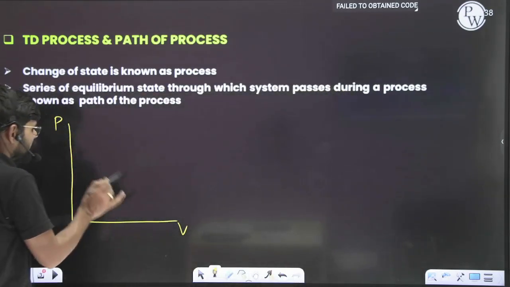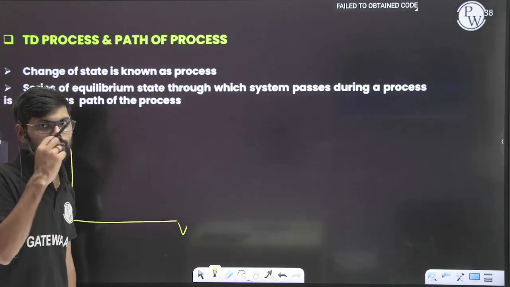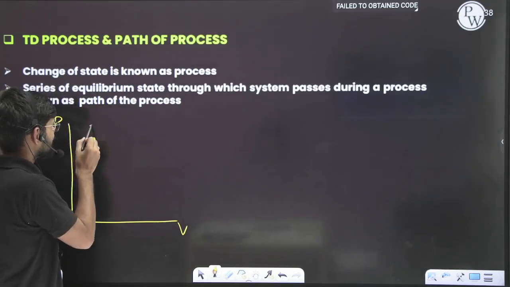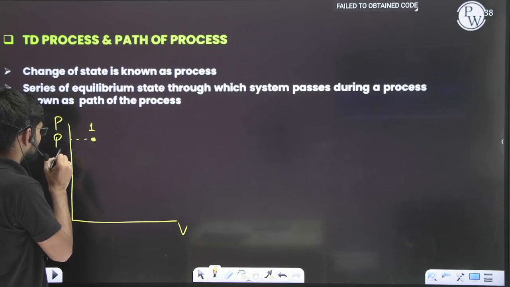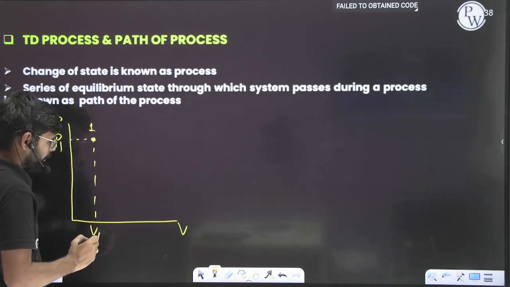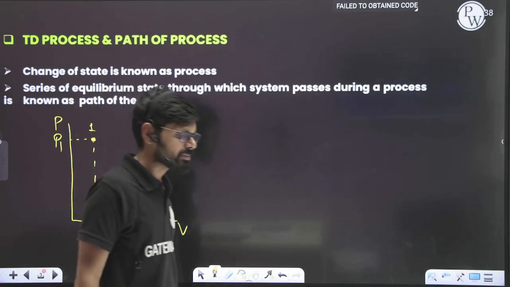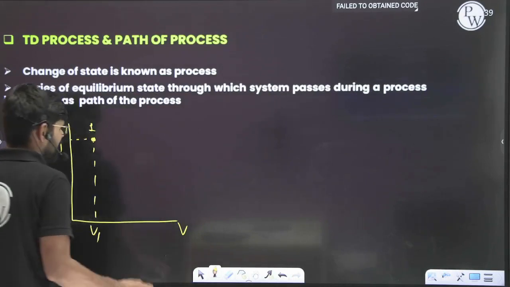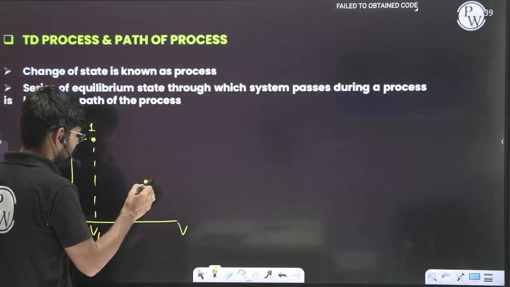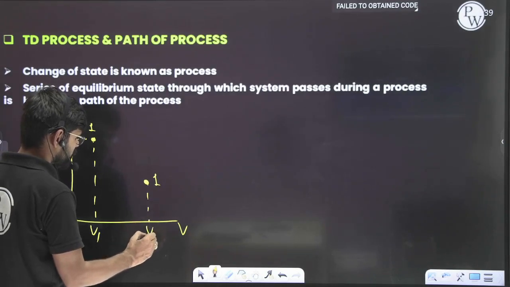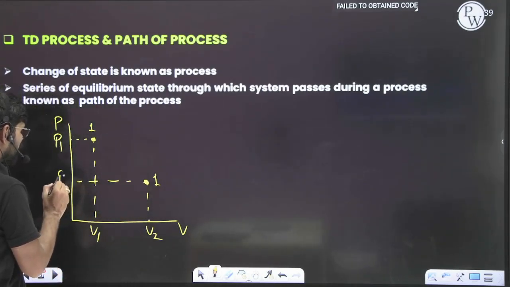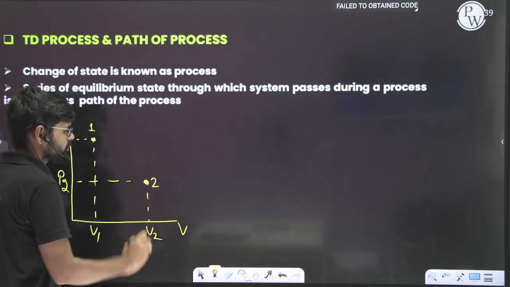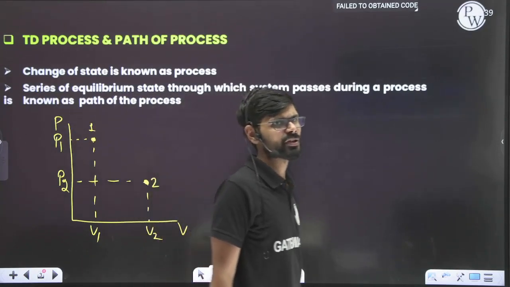In a state, properties are going to be fixed at definite values. Suppose this is an initial point, so this is the initial pressure, I would say P1, and this is the initial volume V1. Now something is happening to the system, maybe some heat transfer, maybe some work transfer, or anything. Because of that, let's say pressure is decreased and volume is increased. Now it becomes V2 and P2. This change of state from state 1 to 2 is basically called as what? Process. This change of state is called as what? Process, right?